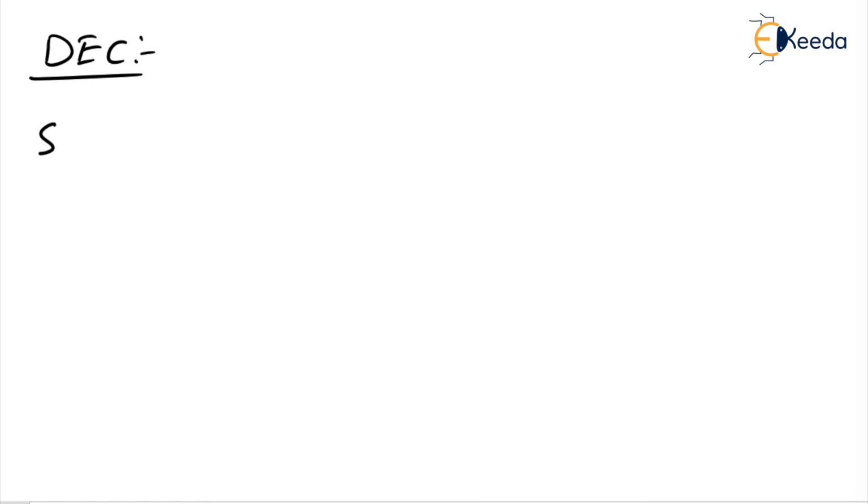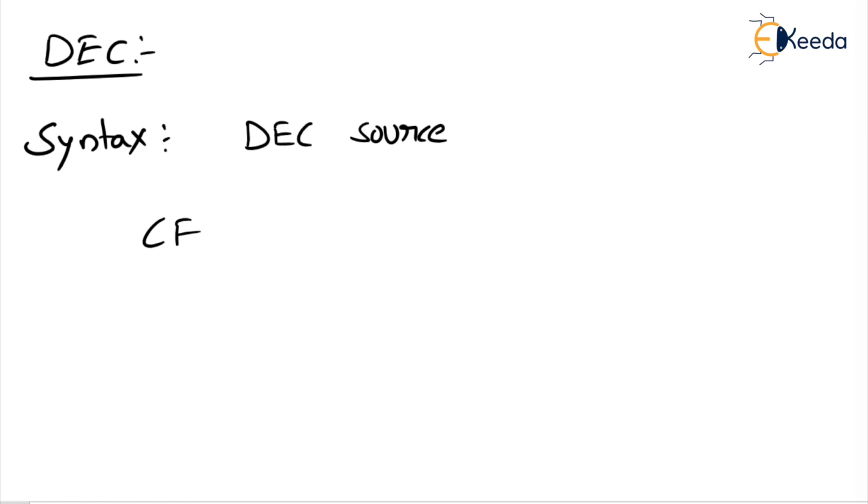Next, the decrement instruction. What is the syntax? Syntax is decrement source. It decrements the byte or word by 1. The operand can be a register or memory location. Same, CF is not affected. Remember, this is very, very important. CF is not affected.